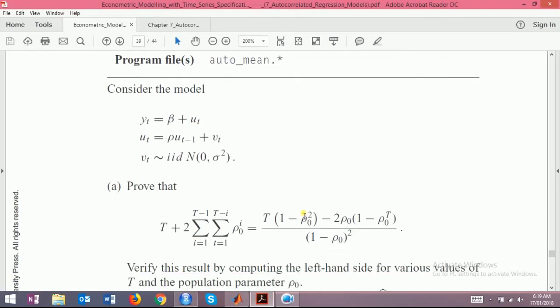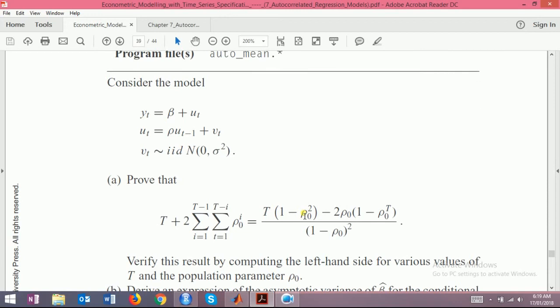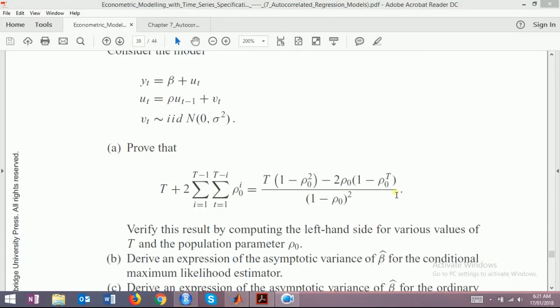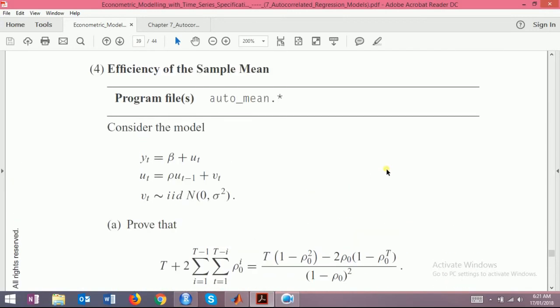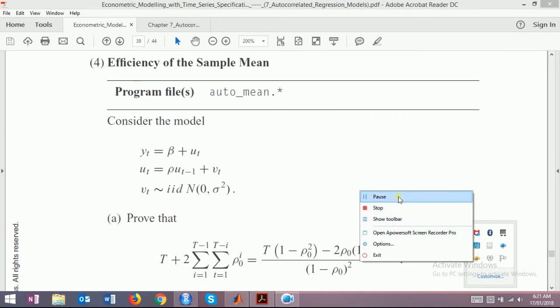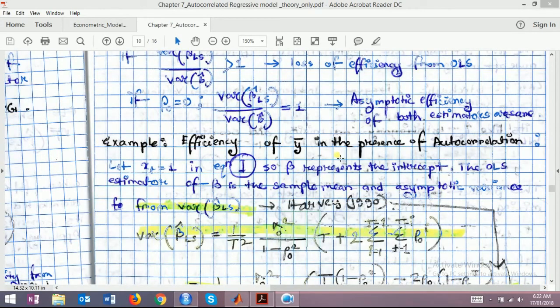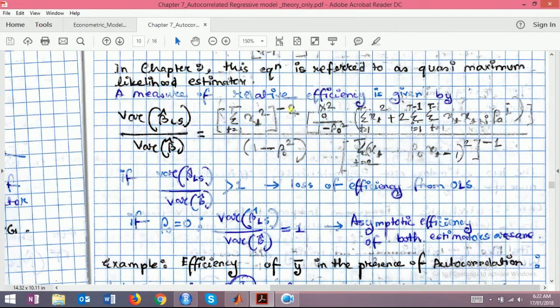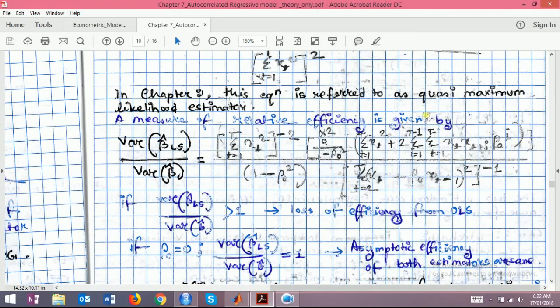The following problem is the sample mean, and the first thing to check is whether we have it in our theory. Interestingly, in this problem, the efficiency of the sample mean, this is an efficiency problem. This is what we are doing. You see, efficiency is that when we have a relative, we measure relative efficiency.